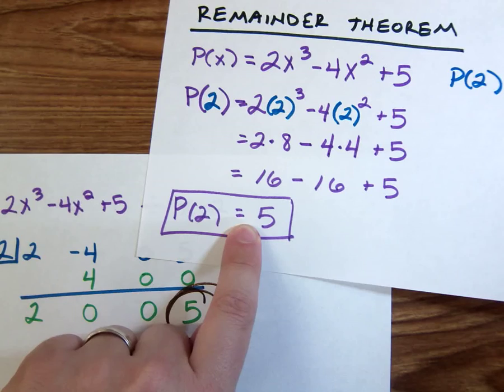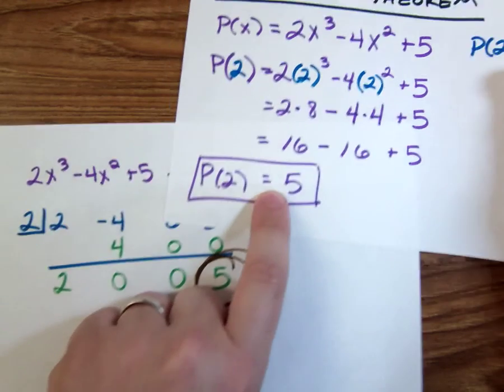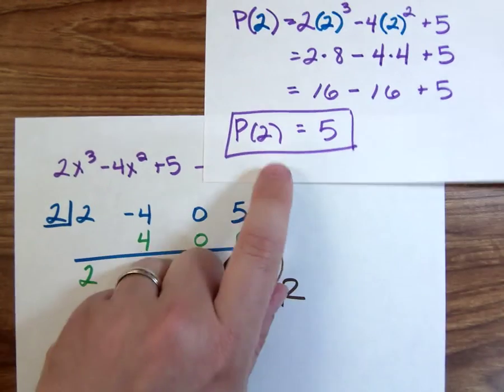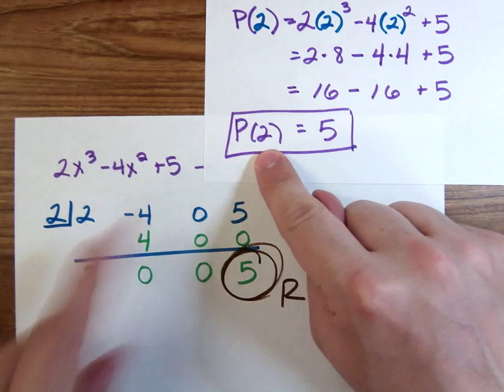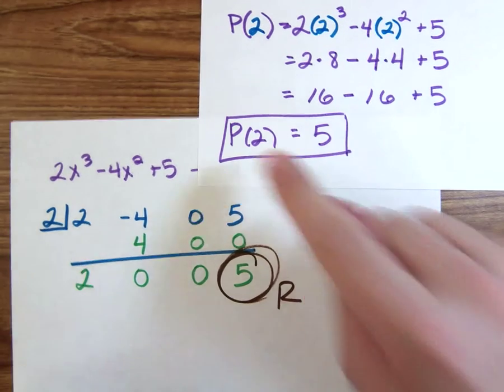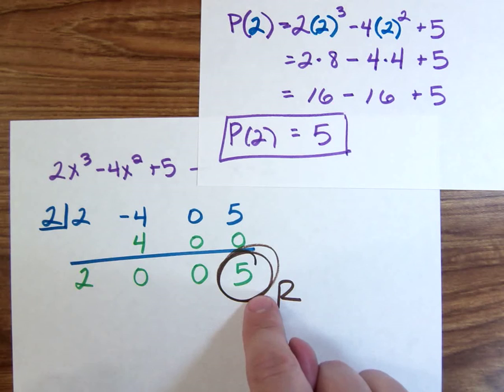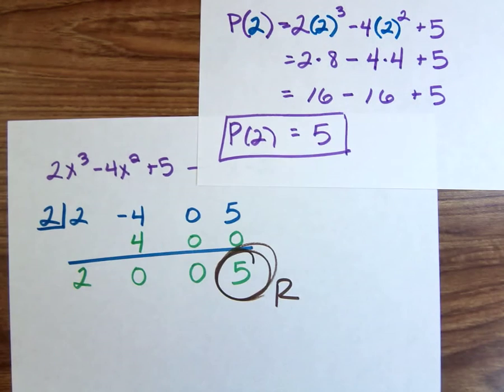So what the remainder theorem says is, if you do synthetic division divided by the number that you wanted to plug in, the remainder of that synthetic division problem is the same as the answer if you were to plug that number in. That's what the remainder theorem says. The remainder of synthetic division is the same as the answer if you plug that number in.